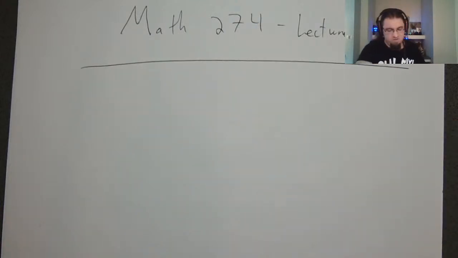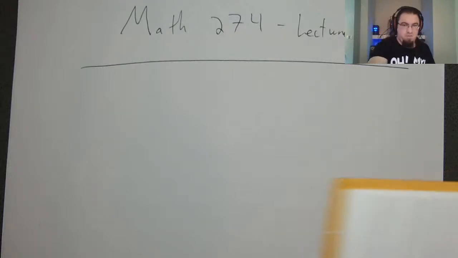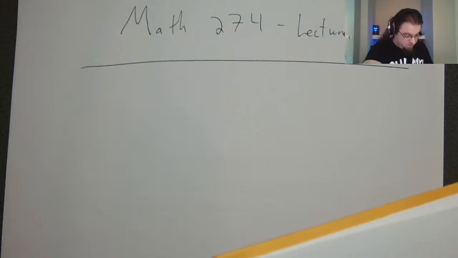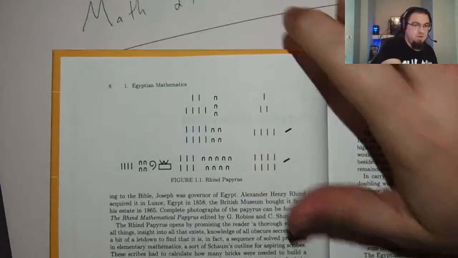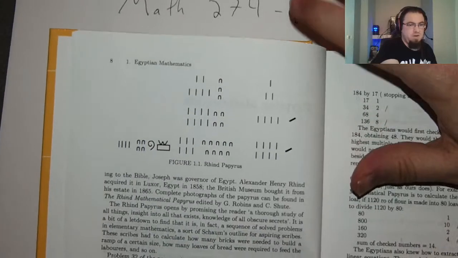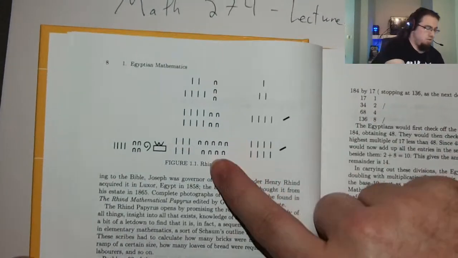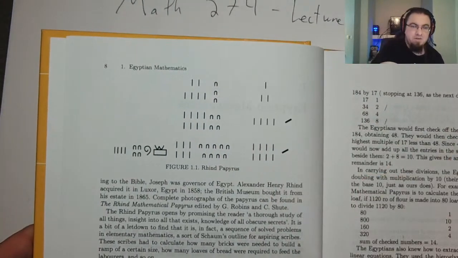So there's a really nice description. Here, I'll put it on my dock camera. So for instance, this is an example of Egyptian math. Okay. So here's what the actual papyrus looks like.